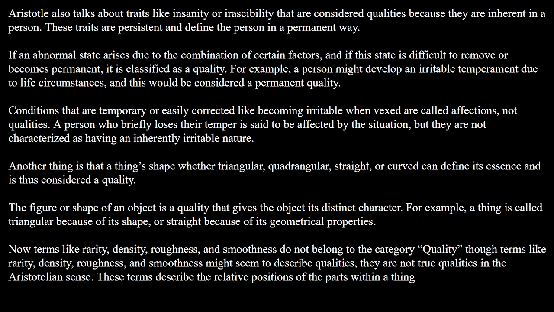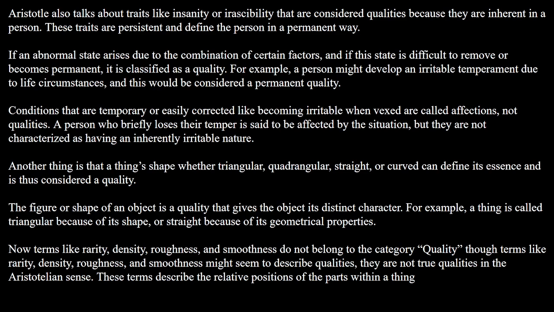For example, a person might develop an irritable temperament due to life circumstances, and we would consider this a permanent quality. Conditions that are temporary or easily corrected, like becoming irritable when vexed, are called affections, not qualities, okay? A person who briefly loses their temper is said to be affected by the situation, but they are not characterized as having an inherently irritable nature.